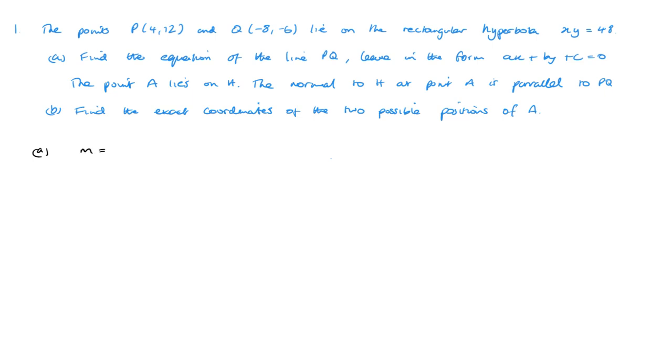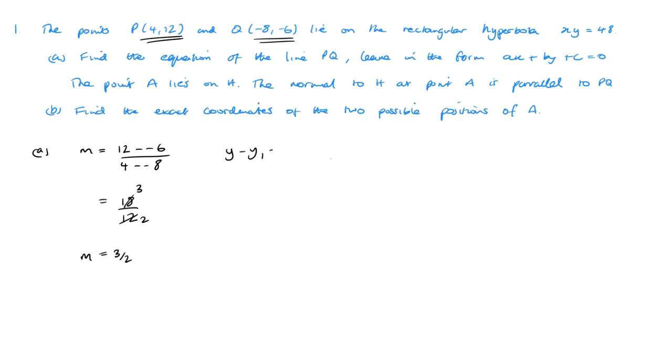And that is the difference in y's, so 12 minus minus 6, over the difference in x's, 4 minus minus 8. So it's this one over this one, take away this one basically. So that gives me 12 plus 6, 18, over 4 plus 8, 12. 6 goes into that 3 times, 6 goes into that twice. So my gradient is 3 over 2.